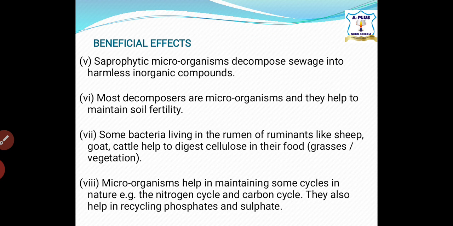Another one is that some bacteria living in the rumen of ruminants like sheep, goats and cattle help to digest cellulose in their food. Most of the grasses that these ruminant animals eat are high in fiber. So it is some bacteria in the rumen of these animals that help to digest the cellulose in their food, like grasses and vegetation. Another one, microorganisms help in maintaining some cycles in nature, like the nitrogen cycle and carbon cycle. They also help in recycling phosphate and sulfate.